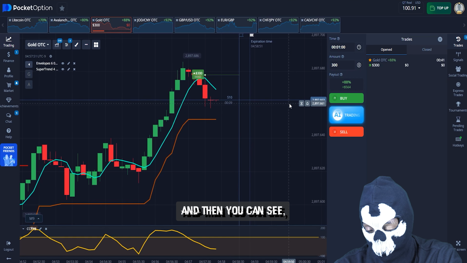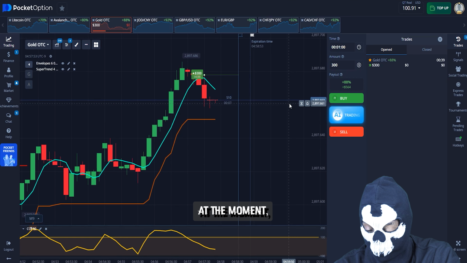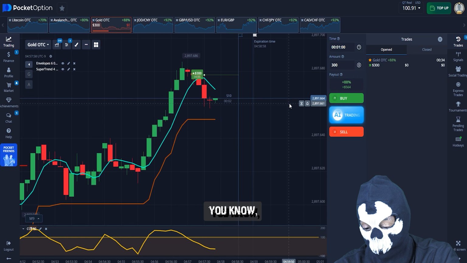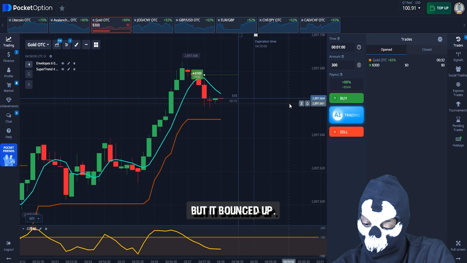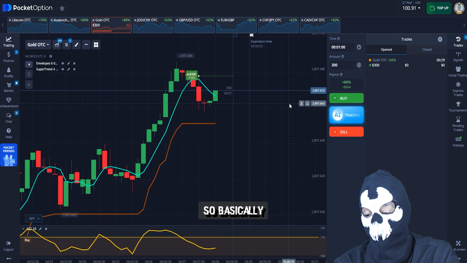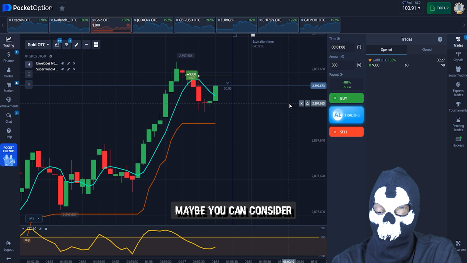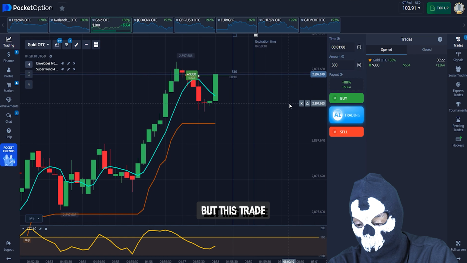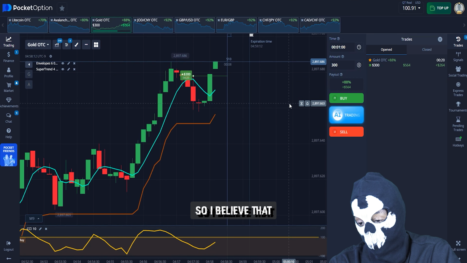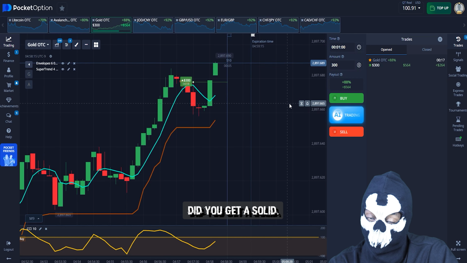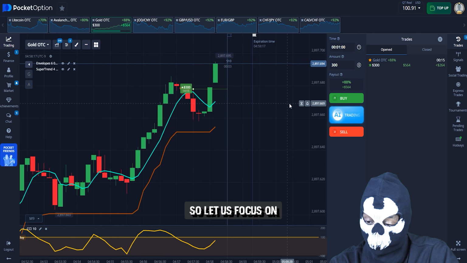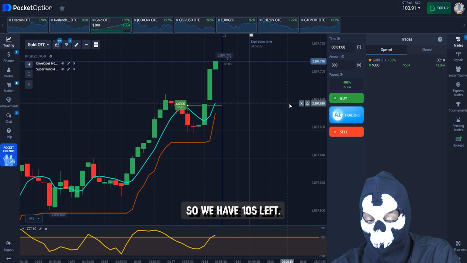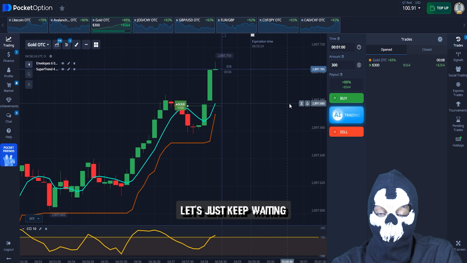And you can see the market is going down at the moment, but you can see in the CCI previously there was a point where the market went down, but it bounced up. So maybe you can consider that my entry point was at the wrong time, but this is trading and we do things strategically. So I believe that what I just did will get us our win. So let's just focus on what's ahead of us and we get our big money cash out, you know what I mean? So we have 10 seconds left. Let's just keep waiting and see what's going to happen.